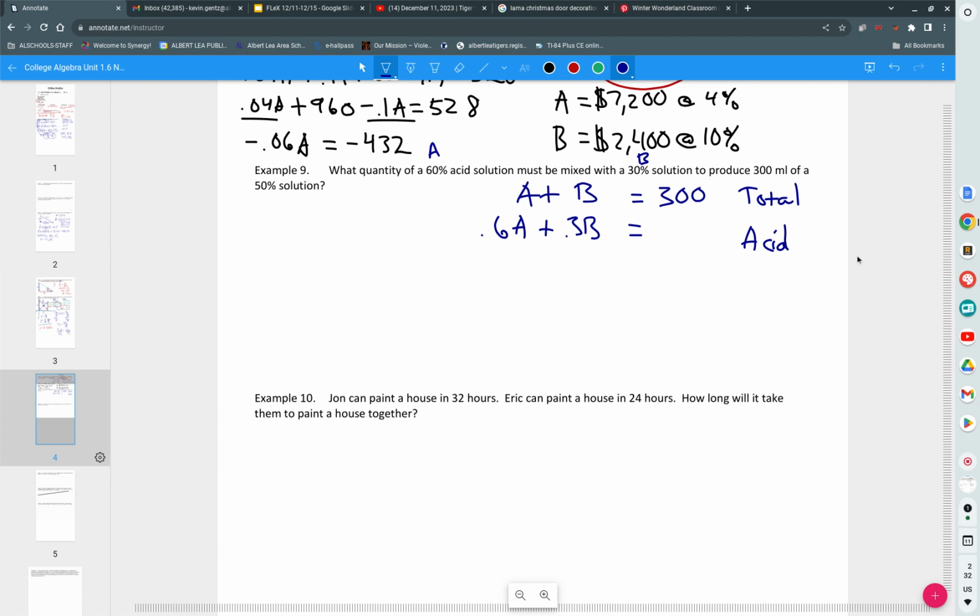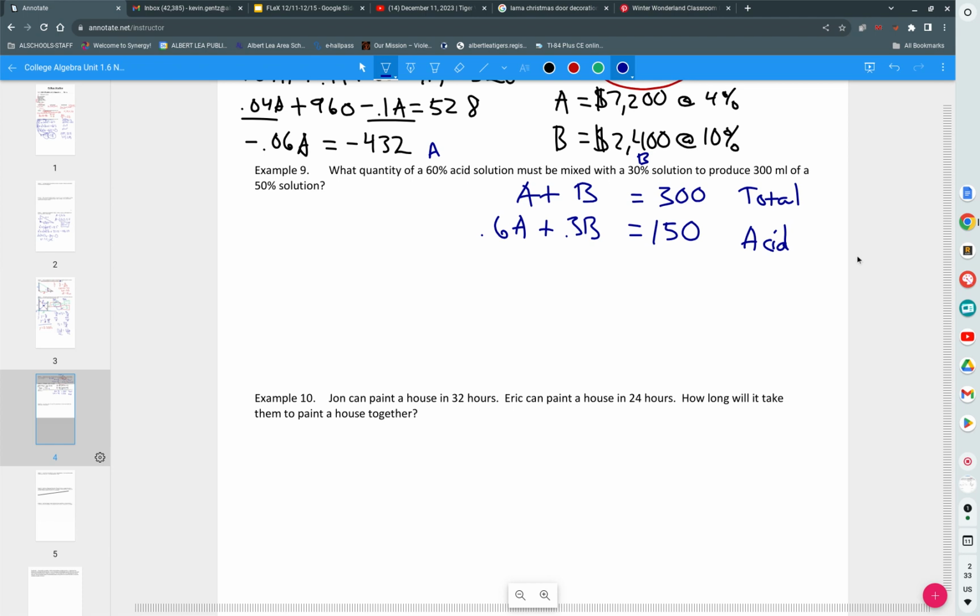How much acid do we want? 50.5. 50 is a percentage. How much actual milliliters do we want that's acid? 150. If there's 300 total milliliters, 150 of that needs to be acid. Very, very common. Number one mistake with this problem is people will write 0.5. I want you to think of it as, everybody see how I came up with 150? Okay, we want half of that to be acid, okay?